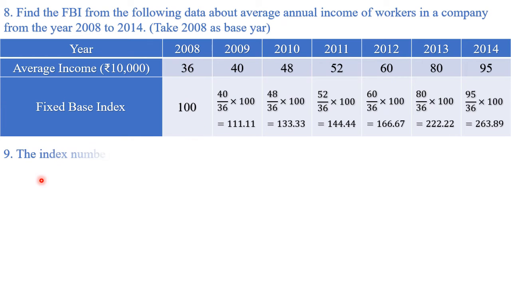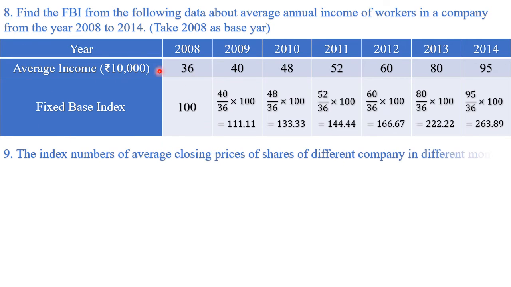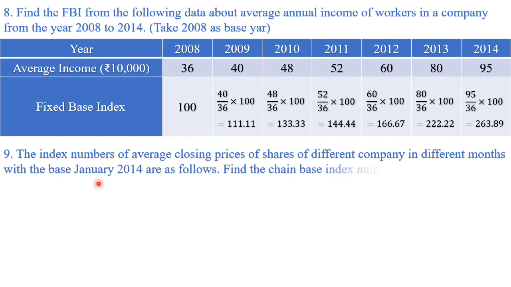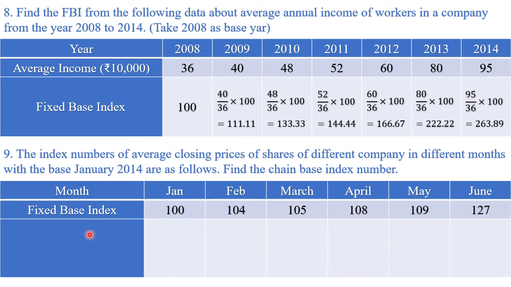Okay. Question number 9, the index numbers. You don't need to write any statement for this kind of sums, just show the calculation as I have shown here. The index numbers of average closing prices of shares of different company in different months with the base January 2014 are as follows. Find the chain base index number. Index numbers are already there. You have the months January, February, March, April, May, June, and you have the fixed base index number for these given values.